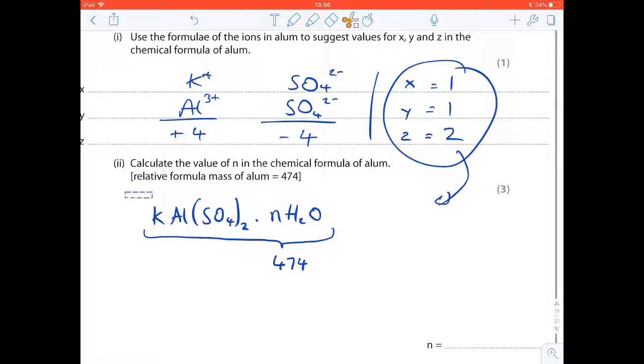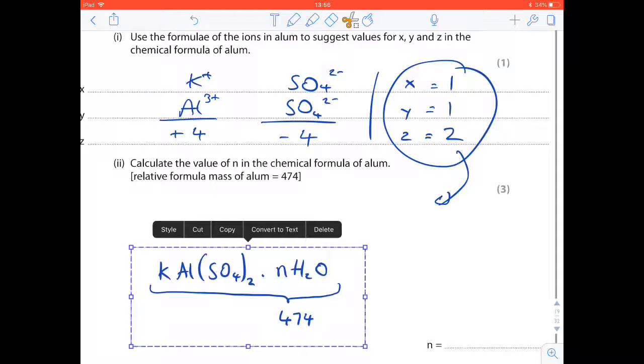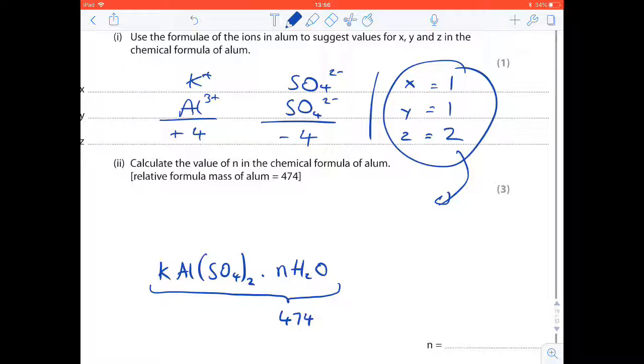And I'm just going to move that down. This part you can calculate the formula mass of. This part is water, which you can also calculate the formula mass of. And then you just have to add it together to work out what n must be. So the KAl(SO4)2 bit has a formula mass of 258. Water's got a mass of 18.